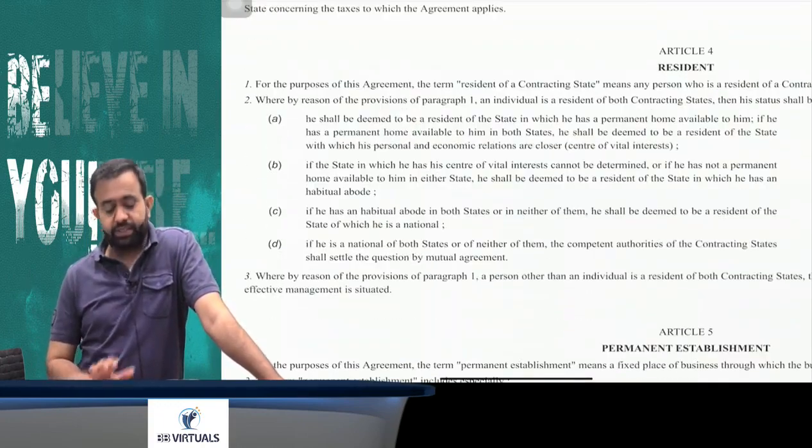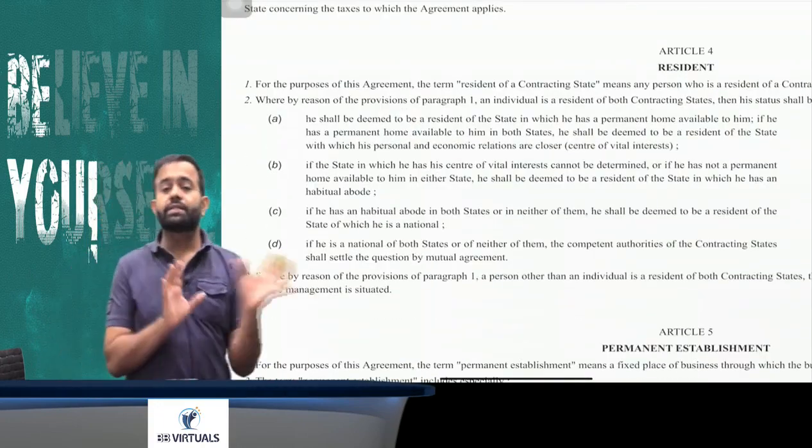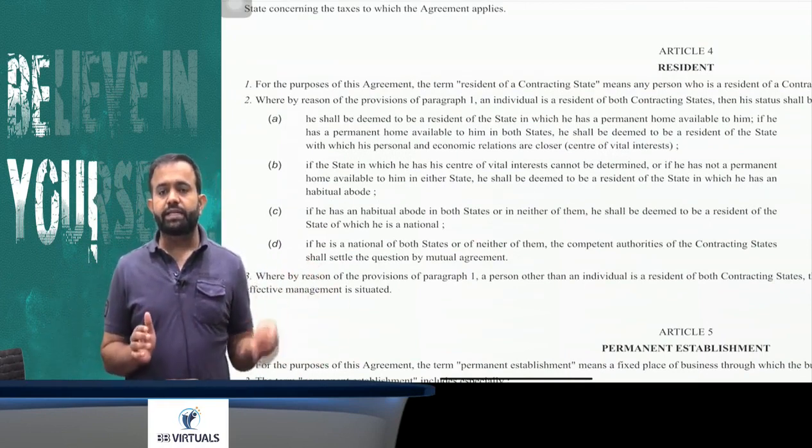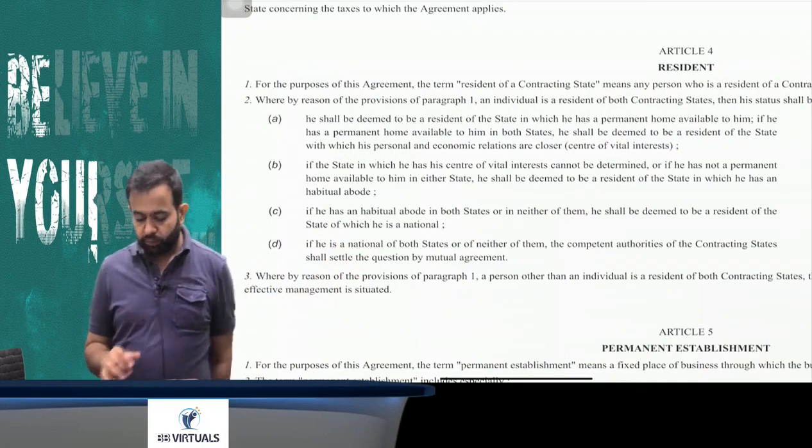Article number 4 we already discussed, that is about residency, that is dual residency. When any person is a resident of both countries, then we will decide that the person will be a resident of that particular one country.